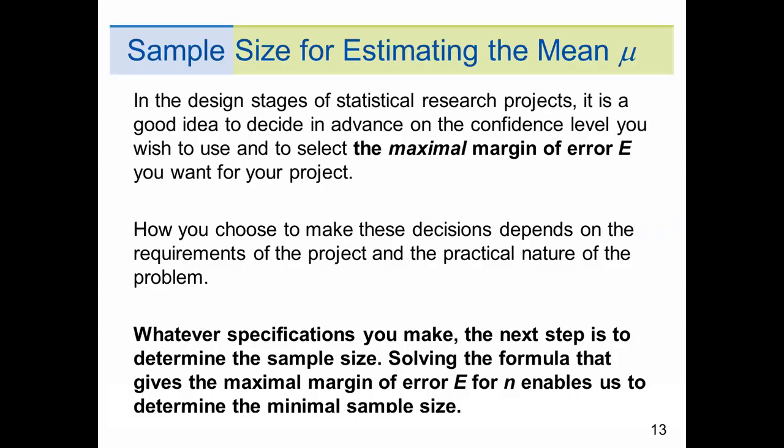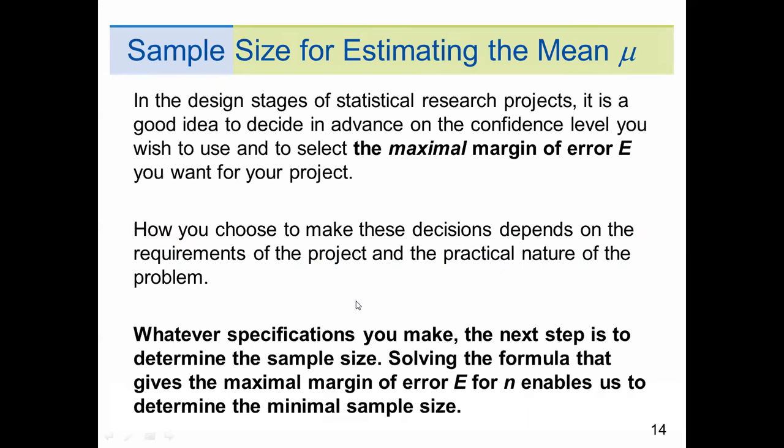In the design stages of any statistical research, it's a good idea to decide in advance on the confidence level you wish to use, select the margin of error you want, and after you make those choices, you need to know how big of a sample size you should be taking. Should I be sampling 100 people or 500 people if I want to be 95% confident? You've got to have an idea of how many people you're going to be working with.